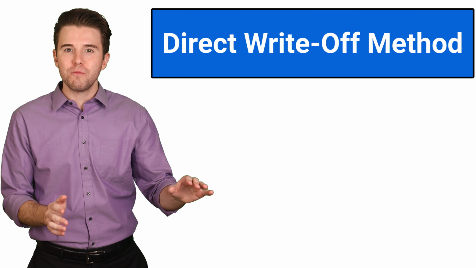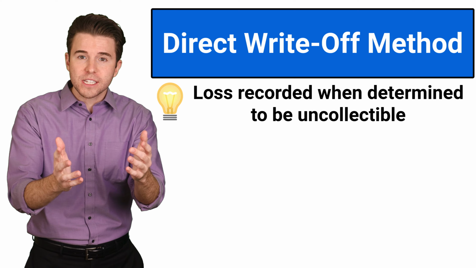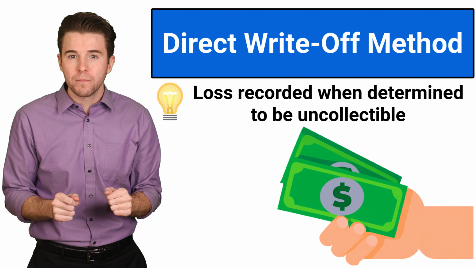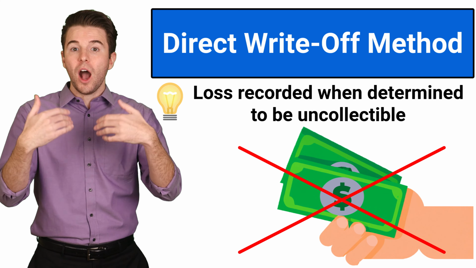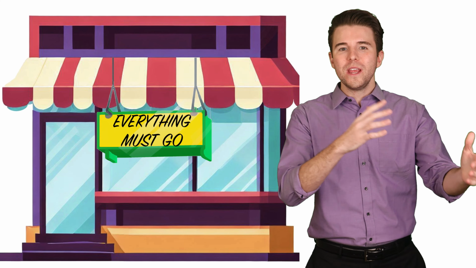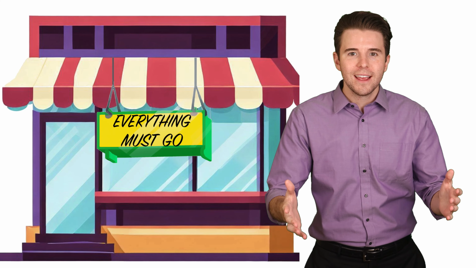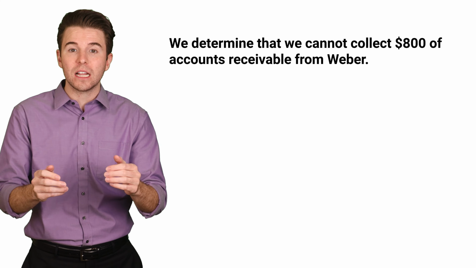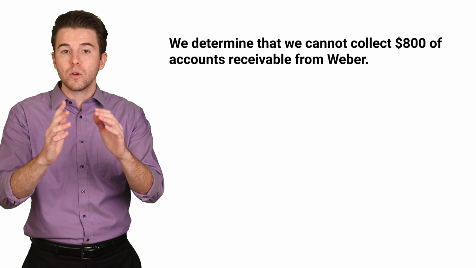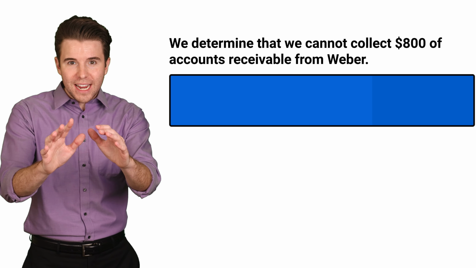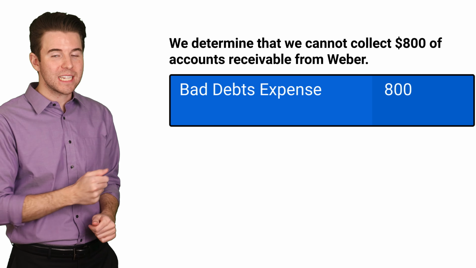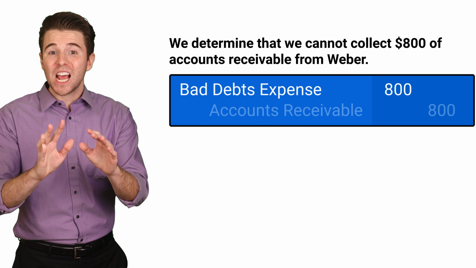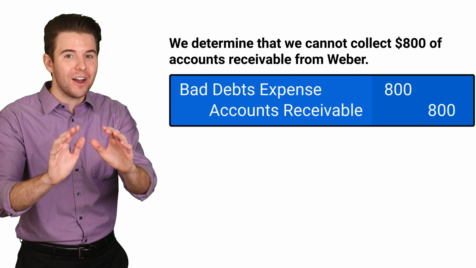Using the direct write-off method, we record a loss from an uncollectible account receivable when we determine it to be uncollectible. This might be when a customer goes out of business, or we know for whatever reason that they won't be paying us back. As an example, assume we determine that we cannot collect $800 owed to us by a customer Weber. To record this entry, we debit bad debts expense for $800 and credit accounts receivable for $800.